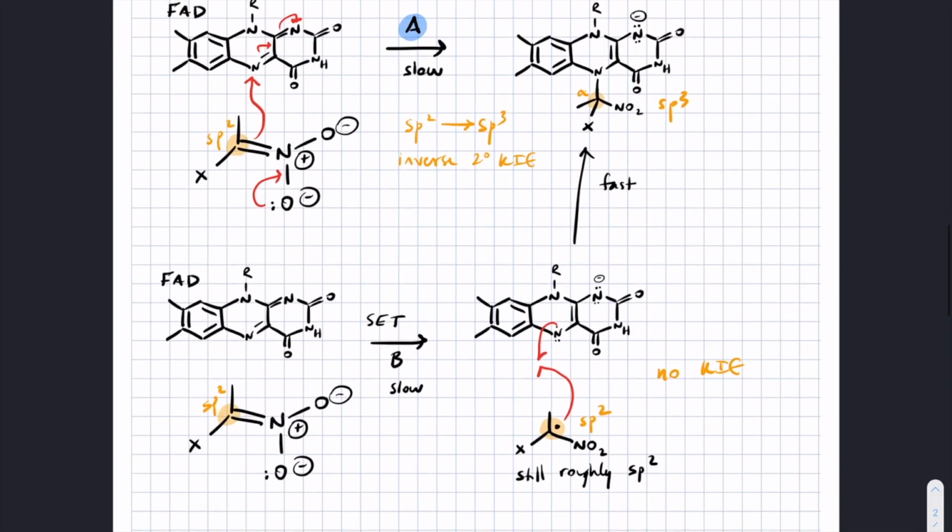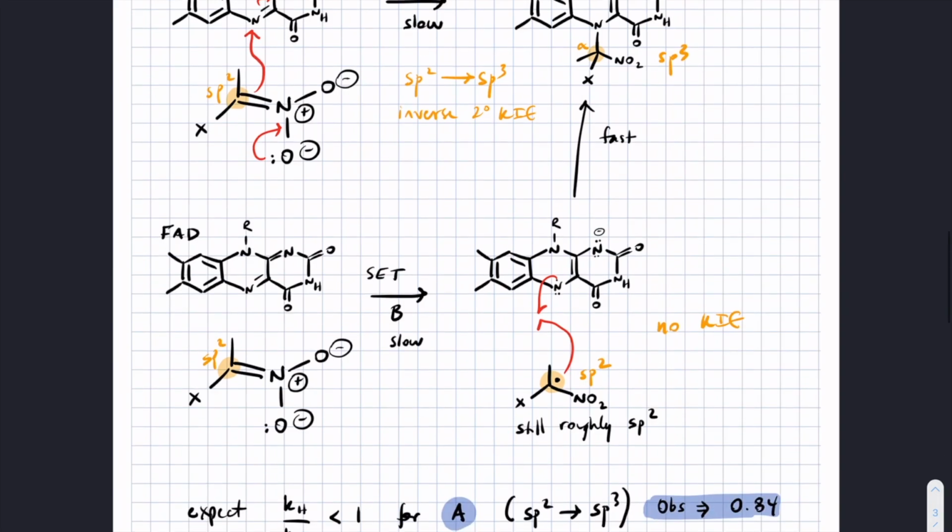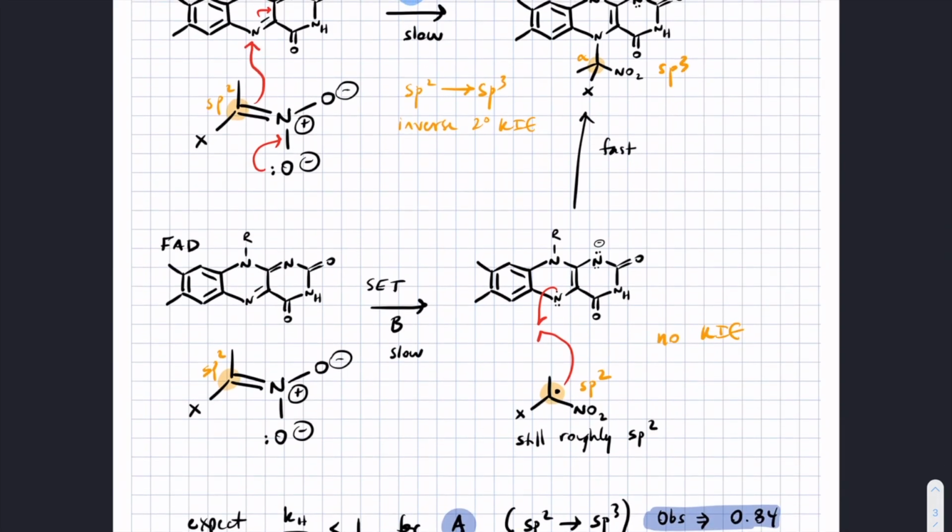And in fact, what we observe is an inverse secondary kinetic isotope effect. In other words, path A is the operative one because we see that Kh over Kd is less than 1. So that's an example of where kinetic data have allowed us to rule out a potential alternative explanation.